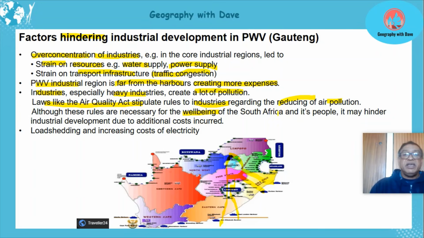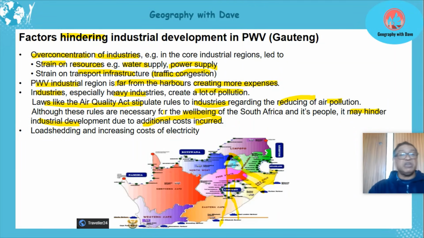All right, for the people of South Africa and the well-being of South Africa, but it may hinder industrial development due to additional costs to put this in place. And industries may move somewhere else in the country where the laws are less strict, or to other countries where it's easier for them to pollute, especially multinational corporations. So it may push away industrial development if more laws are implemented and strongly enforced.